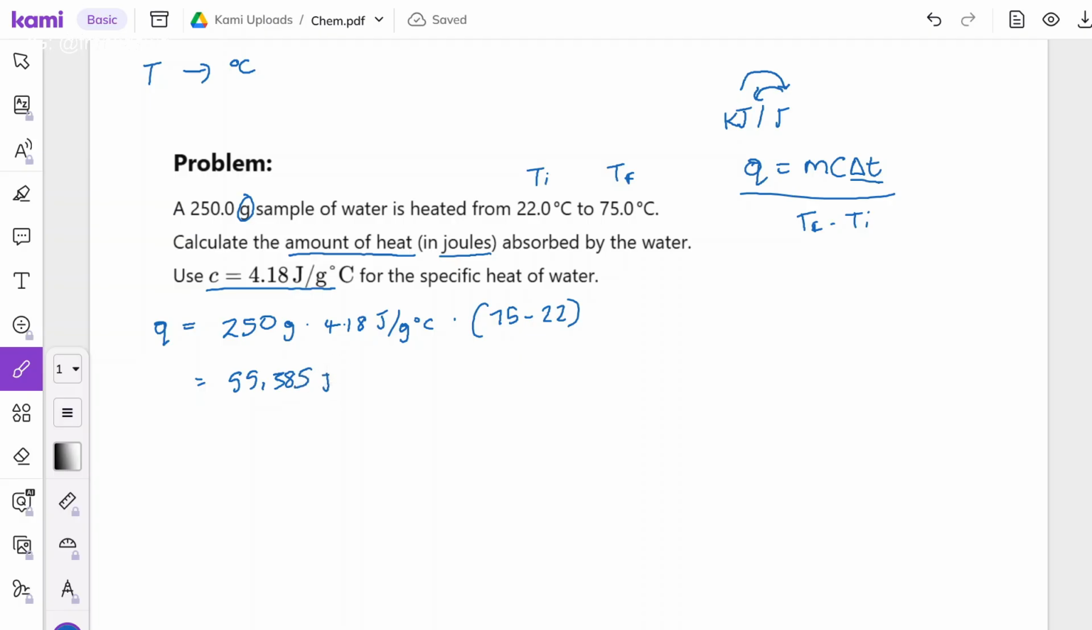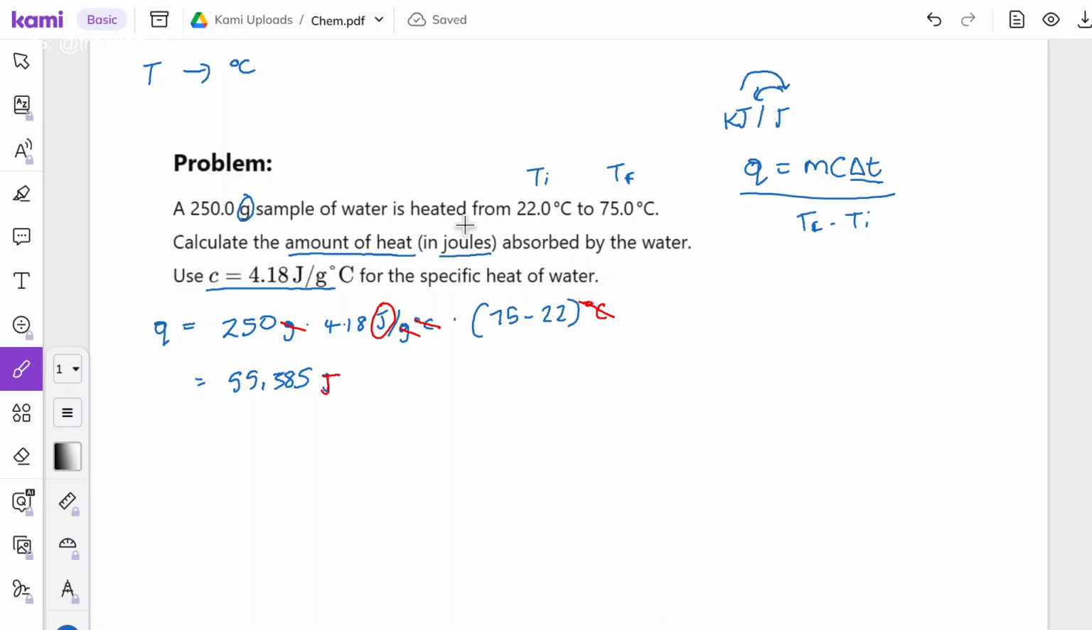The reason why the units end up being joules is that when you look at the equation again, the grams cancel out, and I forgot to add this, but this has a Celsius in it, and the Celsius also cancels out and you're left with joules right there.